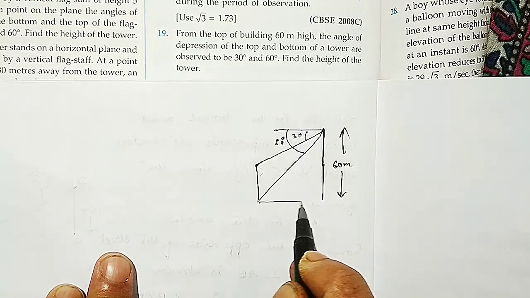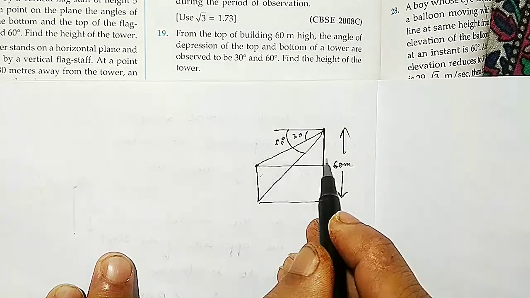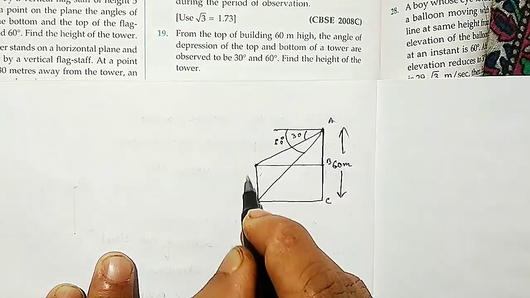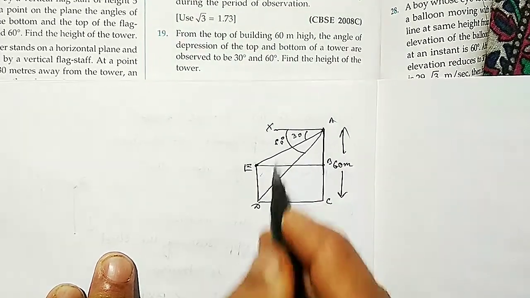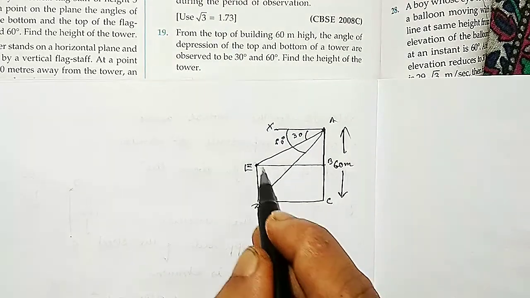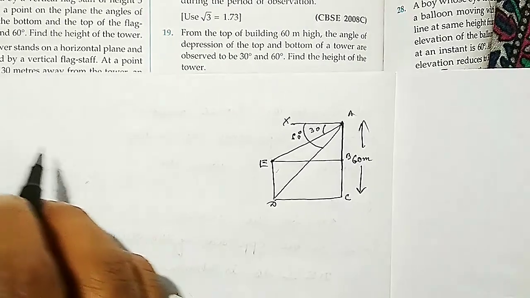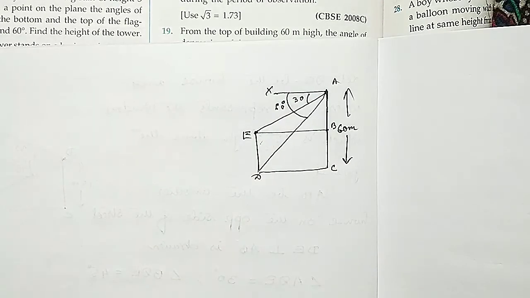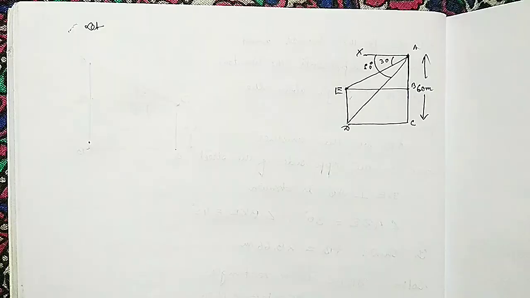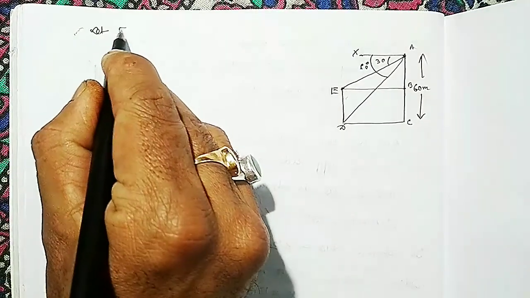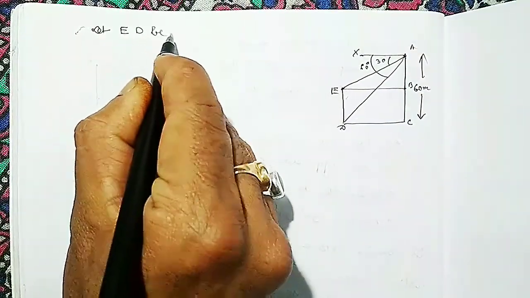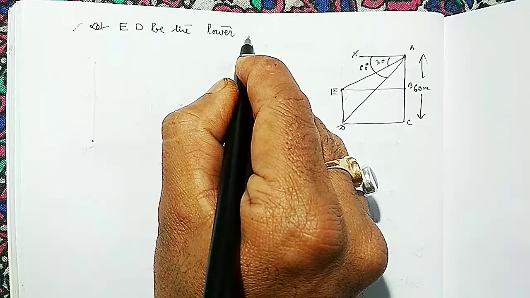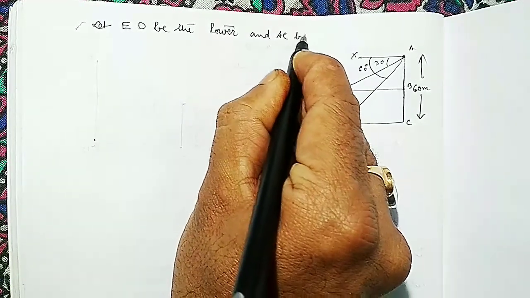Let me join this one. Here also I can join. Suppose this one is A, this point is B, this point is C, D, E, and suppose this one is X. We have to find the height of the tower, that is ED. So we can write let ED be the tower, and AC be the building.